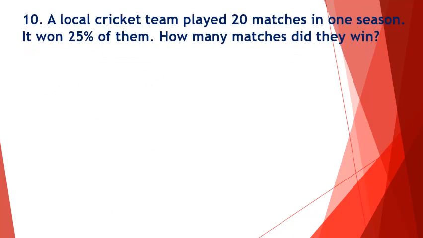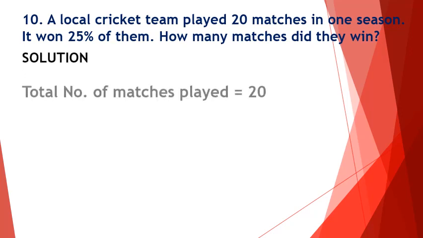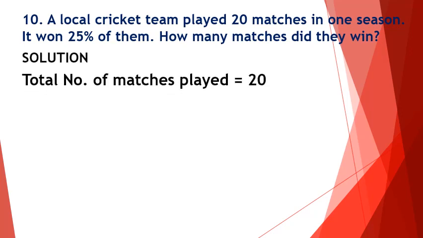Now we move to the last question of exercise 8.2, that is 10th question. A local cricket team played 20 matches in one season. It won 25% of them. How many matches did they win? So the total matches they played equal to 20, and the percentage of matches won equal to 25%. We have to find the number of matches they won.